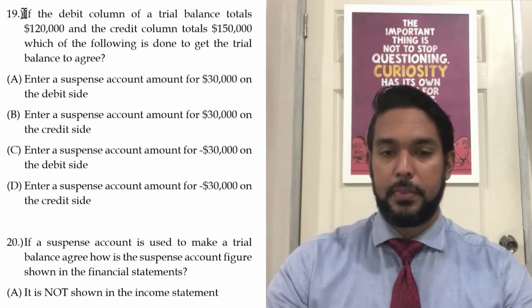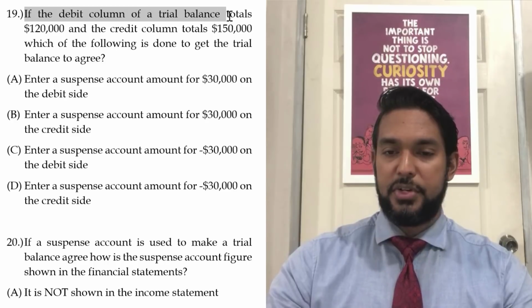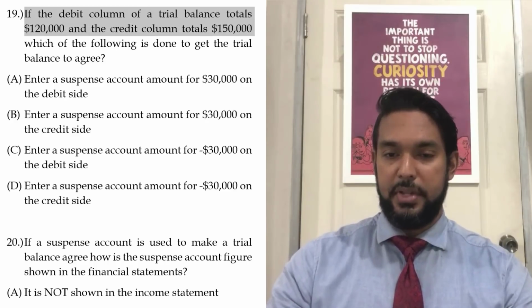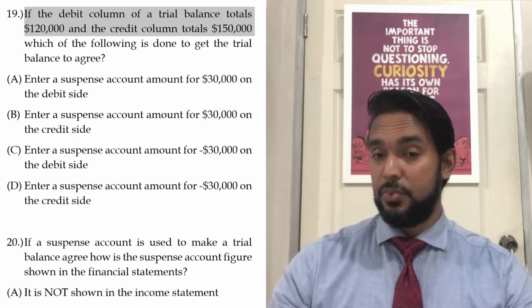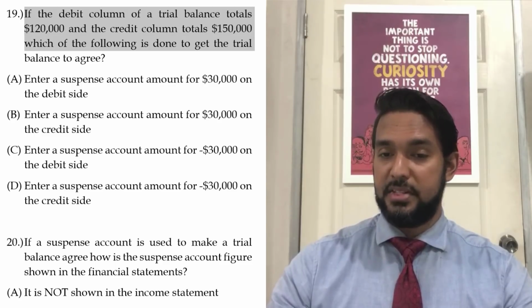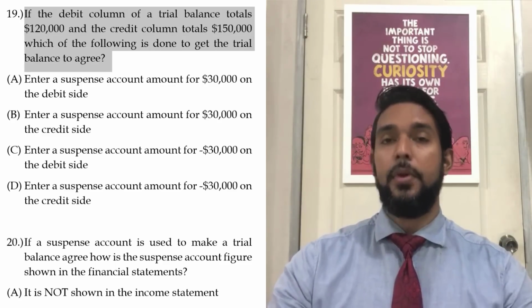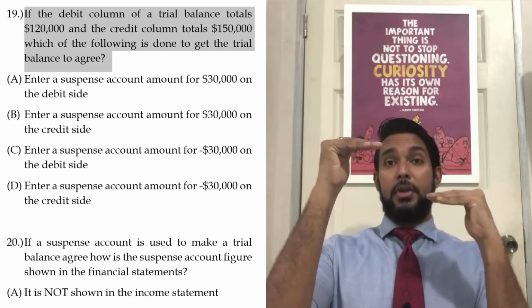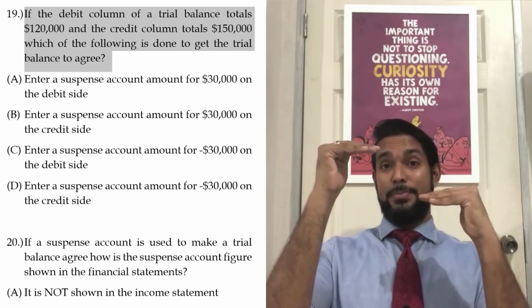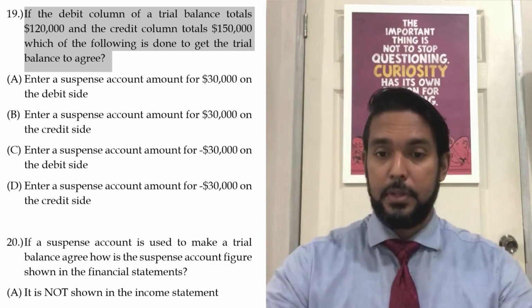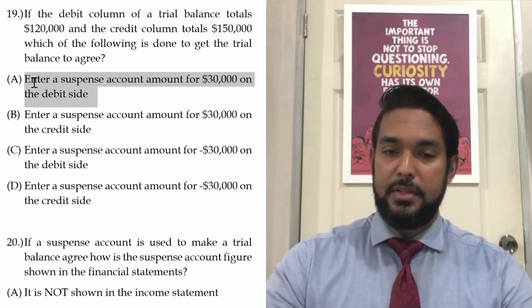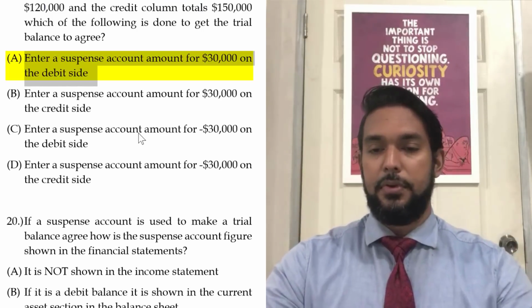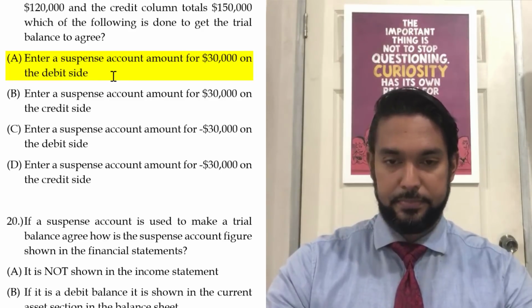Okay, 19. If the debit column of a trial balance totals 120 and the credit column totals 150, which of the following is done to get the trial balance to agree? So if your debit column is 120 and your credit column is 150, you're going to add 30 on this side. So you're going to put a suspense account balance on the debit side for 30. So, enter a suspense account amount for 30,000 on the debit side. Easy.